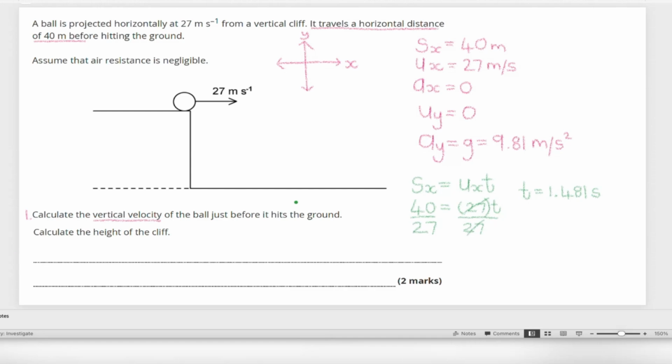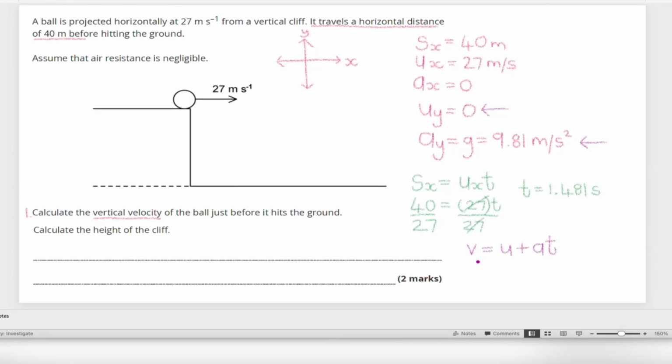Now we are going to use vertical motion to calculate the final vertical velocity. Vertical velocity is given by the following equation. V equals U, which represents the initial velocity, plus a, which represents the acceleration, multiplied by t. t represents the time. So we know that the vertical initial velocity is equal to 0, and we know that the acceleration is equal to 9.81. And we know that the time is 1.481. We just calculated the time.